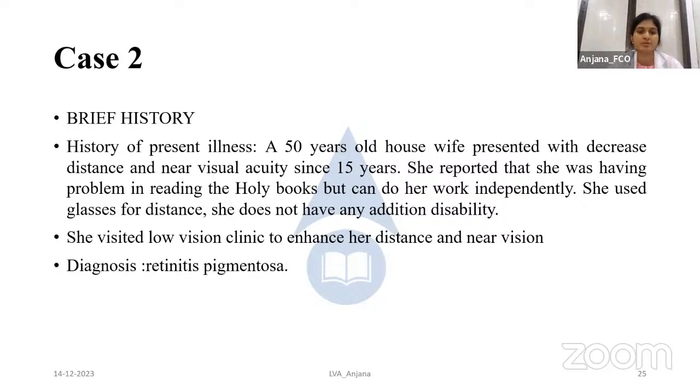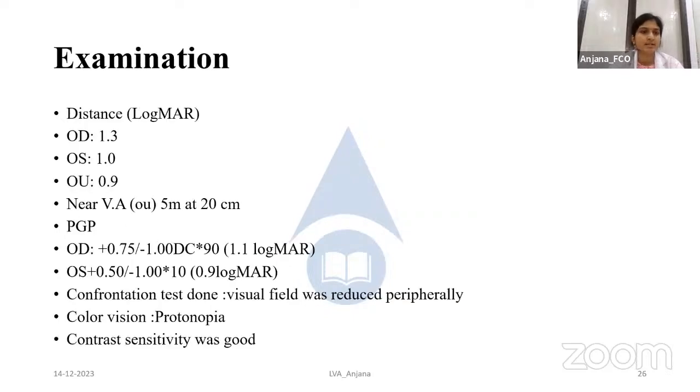The diagnosis is retinitis pigmentosa. On examination, distance acuity using the logMAR chart: right eye is 1.3, left eye is 1.0, and both eyes 0.9. Near visual acuity for both eyes is 5 M at 20 centimeters. The present glass power is right eye plus 0.75 minus 1.00 cylinder at 90 degrees, and left eye plus 0.50 minus 1.00 at 10 degrees, with 0.9 logMAR acuity.